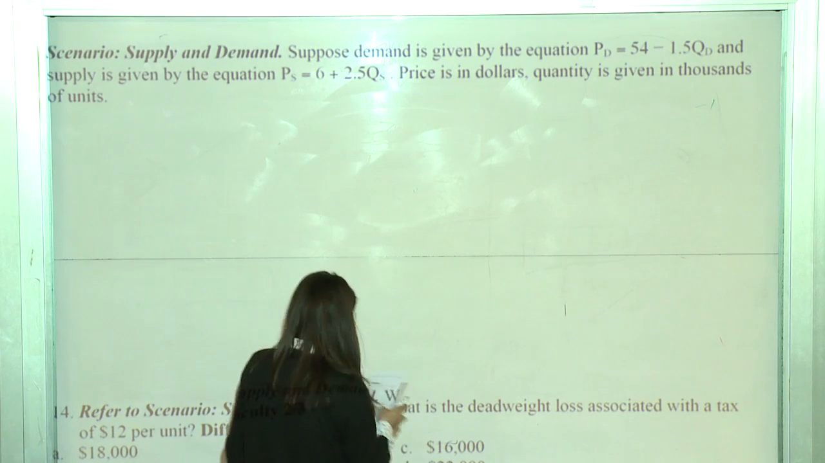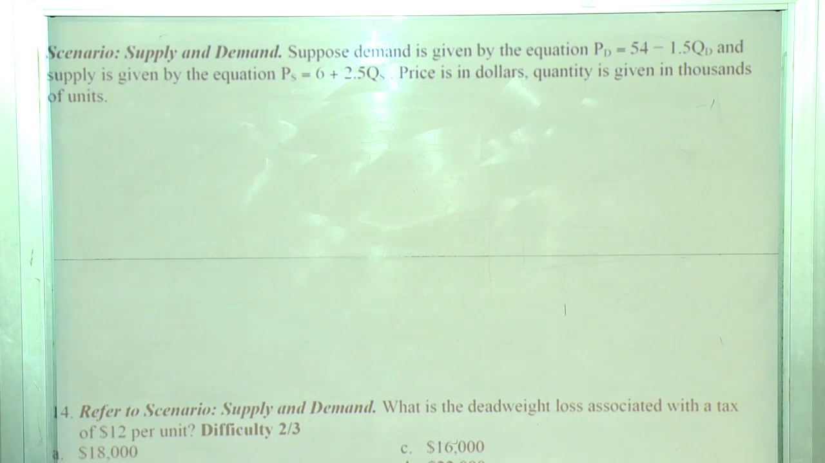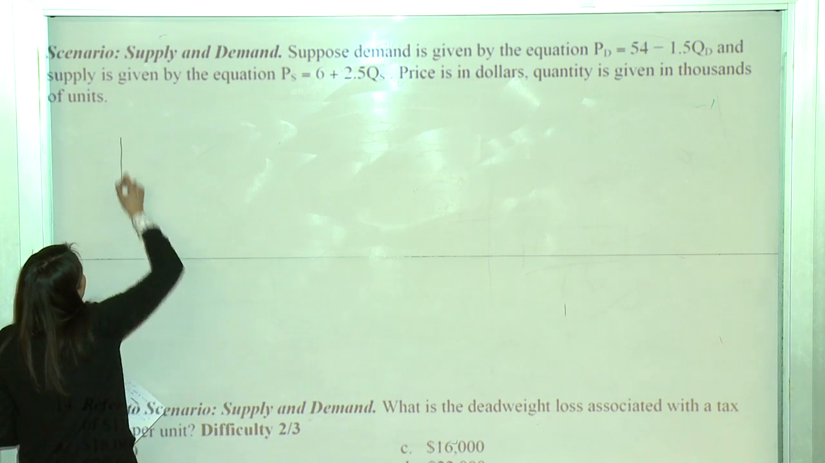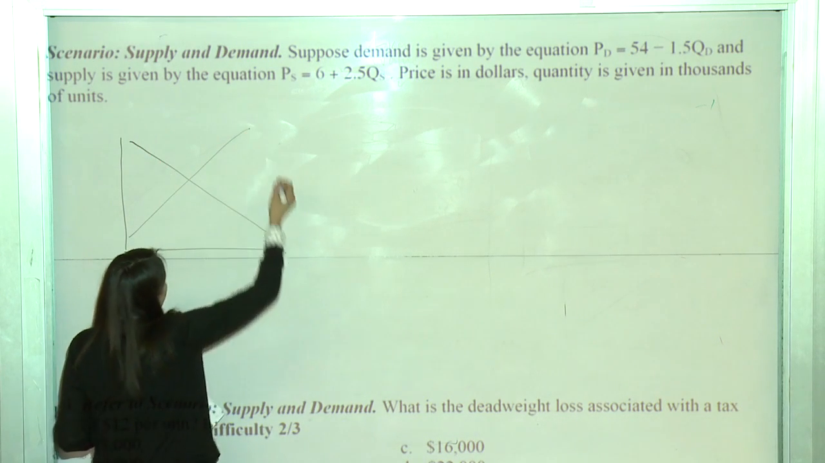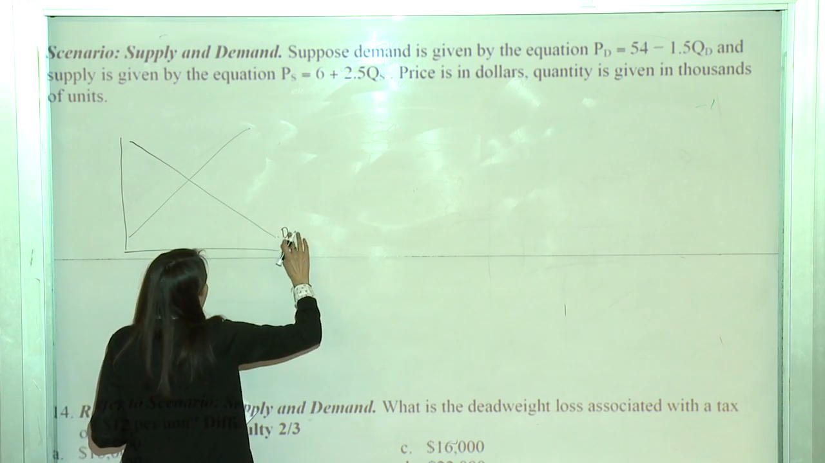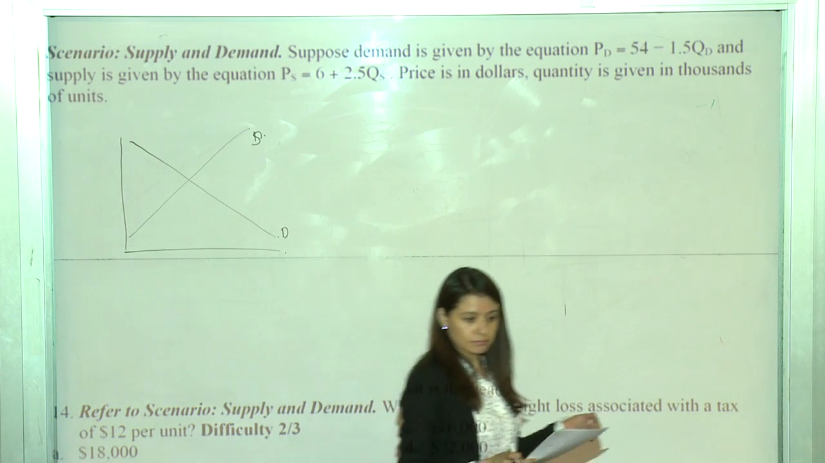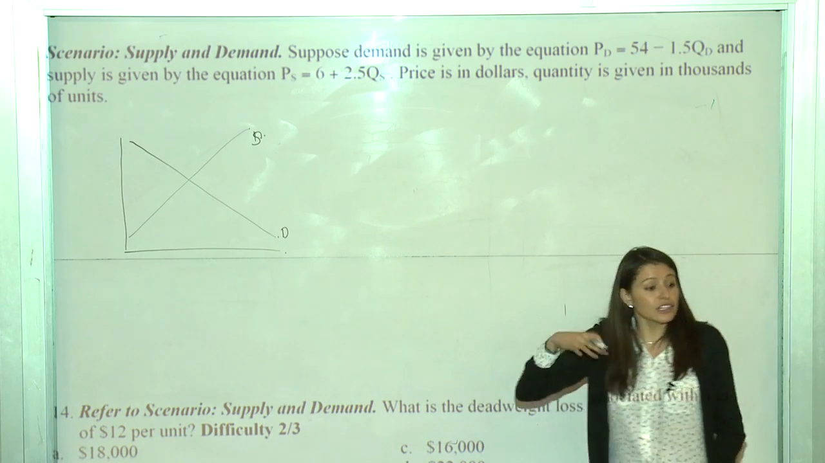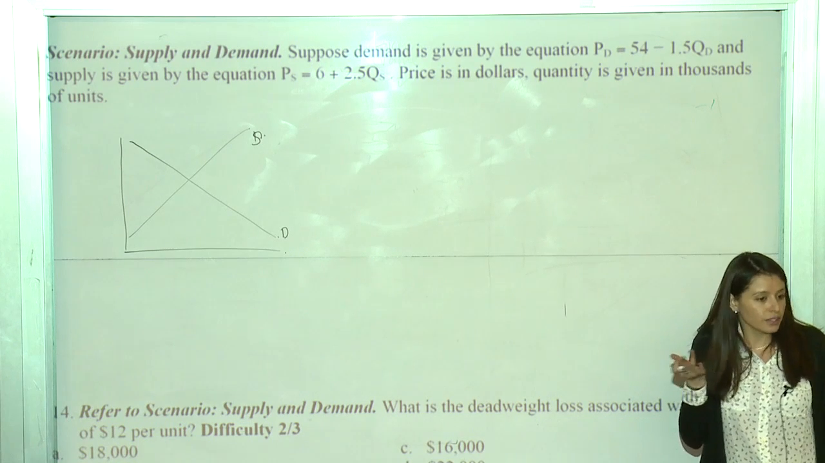So our question 14. This is asking, what is the deadweight loss associated with a tax of 12 per unit? Okay? So what do we do here? We have our demand and our supply function, okay? What is a tax? A tax is something extra on the price, right? So it doesn't matter, when they tell me this, it doesn't matter if it is on the supply or on the demand function. Let's do it on the demand function.